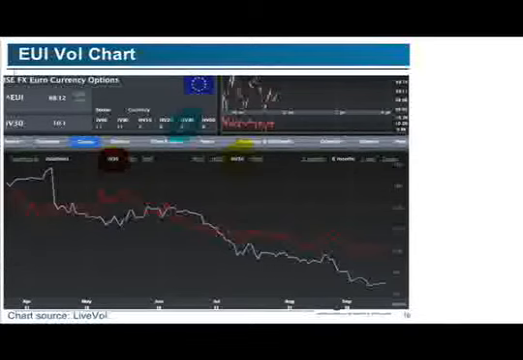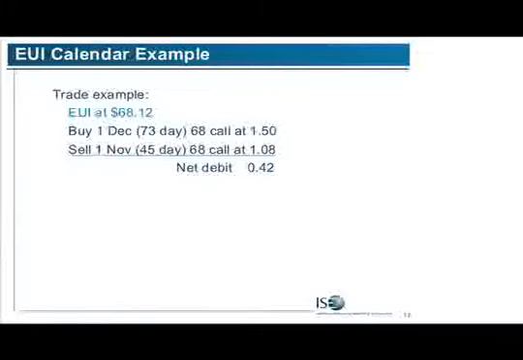All right. So let's go through an example here, and then we'll backtrack and give some supporting reasons why we might do this. With EUI at $68.12, I'm going to buy one December, which in this example is a 73-day option, 68 strike call at $1.50. And I'm going to sell one November 45-day 68 strike call at 1.08.